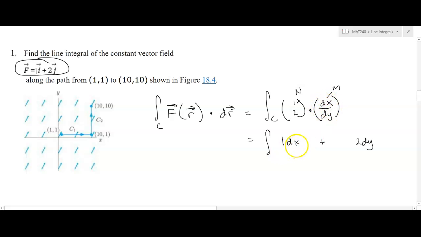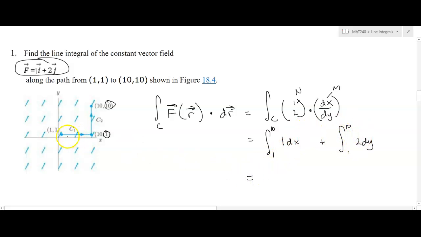But we have to specify how many meters we move in the x direction. So for the first component, x is going to go from x equals 1 to x equals 10. The 2 dy component is going to go from y equals 1 to y equals 10. Now along this curve, C1, notice that the only thing that's changing is the x value. The y value is remaining fixed.